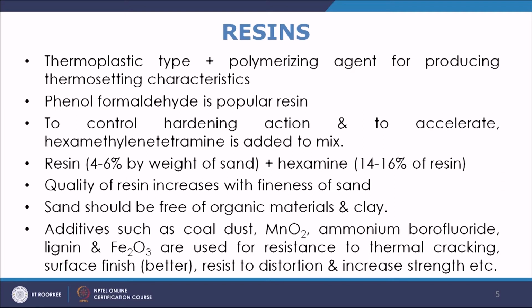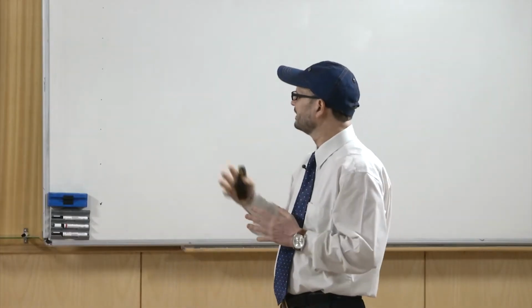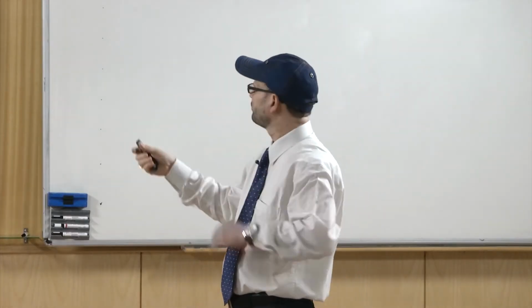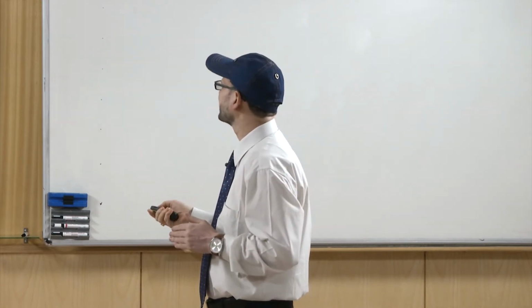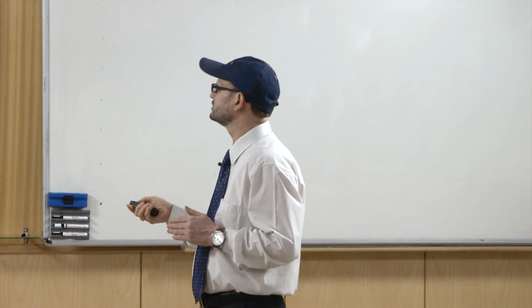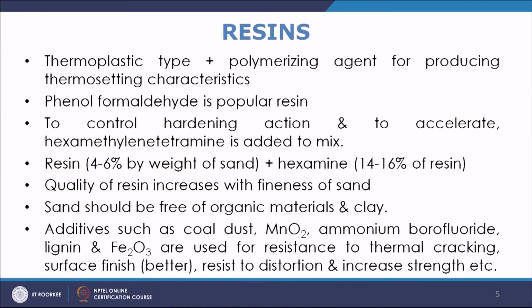So, this way you can have the composition where you take some sand, and 4 to 6% of the weight of sand will be the resin, which is phenol formaldehyde. Further, 14 to 16% of the amount of resin is taken as the catalyst, that is hexamine. The quality of resin will increase with fineness of sand.